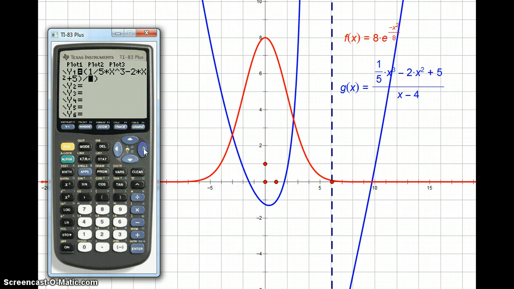Then I could arrow over for the denominator. Again, I need to insert if I don't want to type over top of what I've typed. And then I have an x minus 4. Once I've got that, I can graph that and see what it looks like.